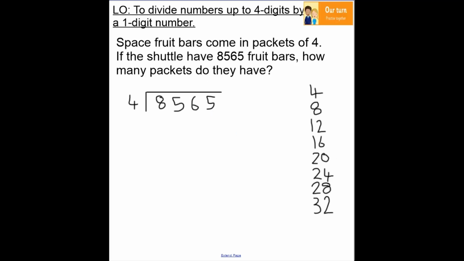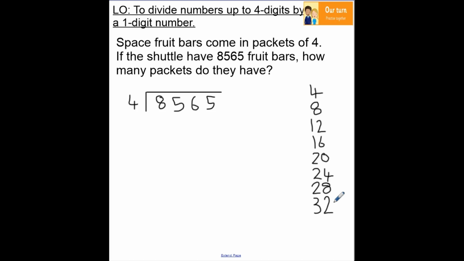Now a your turn question. Space fruit bars come in packets of 4. If the shuttle have 8,565 fruit bars, how many packets do they have? Now, I've done half of the hard work for you. I've already written the multiples of 4 down the side. In your notebooks, can you lay out the bus stop method and can you calculate the answer? Pause the video now, work it out, and we'll come back together.